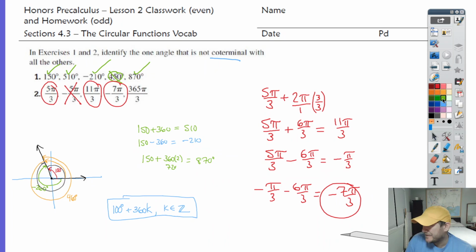So why? How could I prove to myself that that works? Well, you could take the 365 pi over 3, and you could subtract from it the 5 pi over 3.